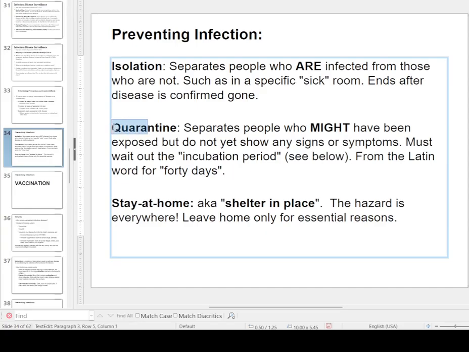For those of you who speak Spanish or Italian, this will look familiar because in Latin, quaranta means 40 days. And it goes to the story of back during the bubonic plague in Europe, the Black Death that killed a third of all white people on Earth. Yes, it was that bad. It terrified Europe to no end.